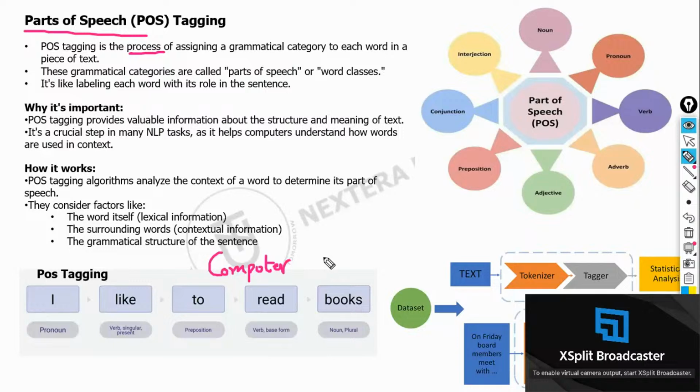We have adjective, verb. All of these are different parts of speech, friends: noun, pronoun, verb, adverb, adjective, preposition, conjunction, and interjection. We use them to tag each and every word so that our machines understand the meaning of each word in the right format.